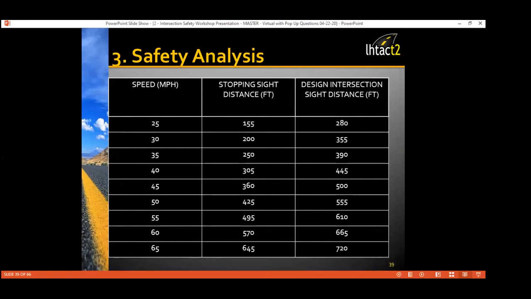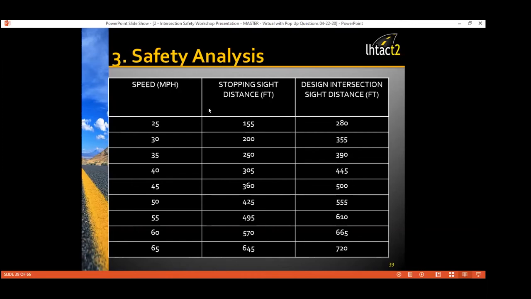So this table that I'm going to share with you right now is one that shows stopping sight distance. Stopping sight distance provides a sufficient distance for drivers to anticipate and avoid collisions. And this table comes from a design manual, one of the AASHTO design manuals. However, in some cases, this may require a major road vehicle to stop or slow to accommodate the maneuver of a minor road vehicle. So to enhance traffic operations, sight distances that exceed the recommended stopping sight distance are desired.